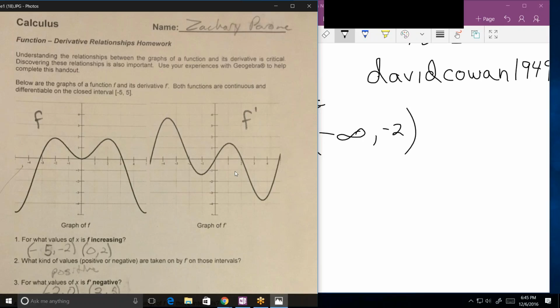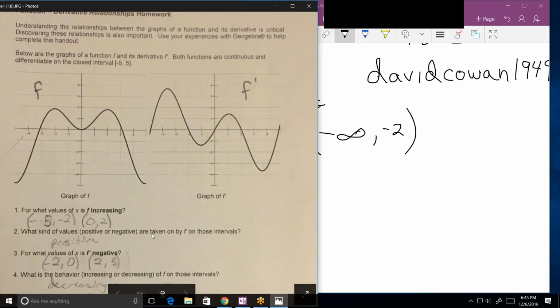Yeah. Okay, now let's answer some more of these questions. What kind of values, positive or negative, are taken on by F prime on those intervals? Well, positive is correct, and we've shown that. For what values of x is f prime negative? From minus 2 to 0, correct, and from 2 to 5, correct. What is the behavior, increasing or decreasing, of f on those intervals? Decreasing is correct.